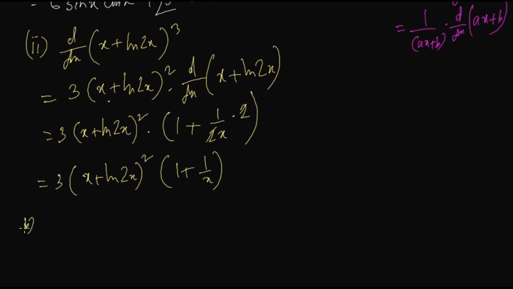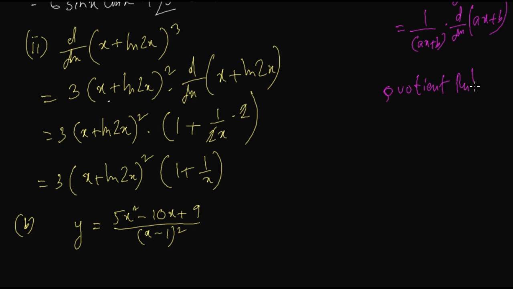So this is B. Okay, now we have to find the derivative. Now first of all, it's divided, so we have to use the quotient rule.